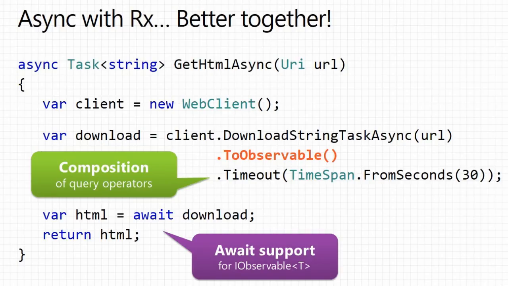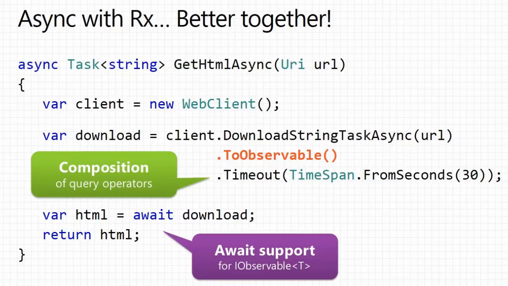Hey, we have a web client. Same thing as we saw on the previous slide. We have a DownloadStringAsync. Okay, that returns a task, but the task is a lot like an observable, right? Yeah, you can actually convert a task to an observable sequence. We've seen that happen before implicitly. So, we can convert a task to an observable.